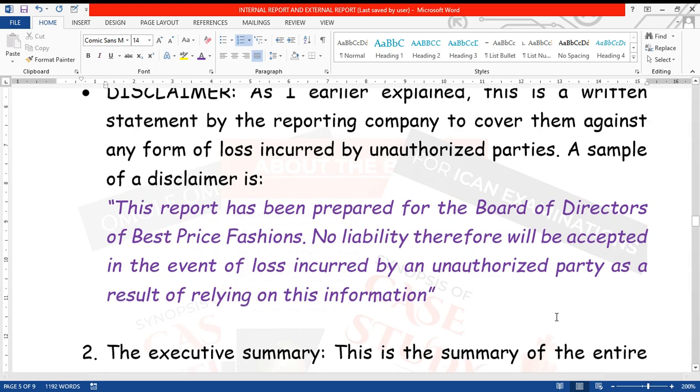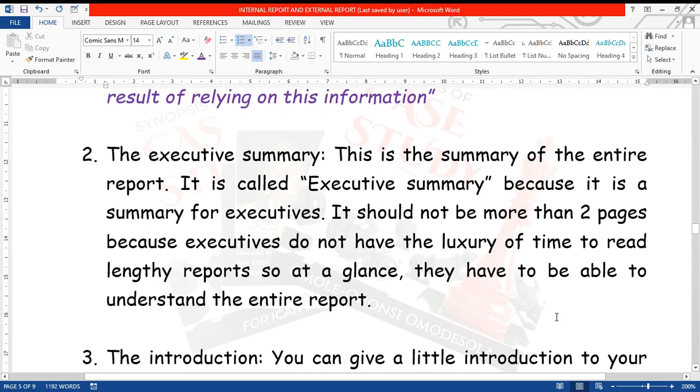So after you do your cover page, you go down to the executive summary. Now I'll be putting a link in the description to a video on the executive summary, so you can just check it out. In that video I looked at an executive summary of an internal report and an executive summary of an external report. So everything is just there for you. Just click the link.